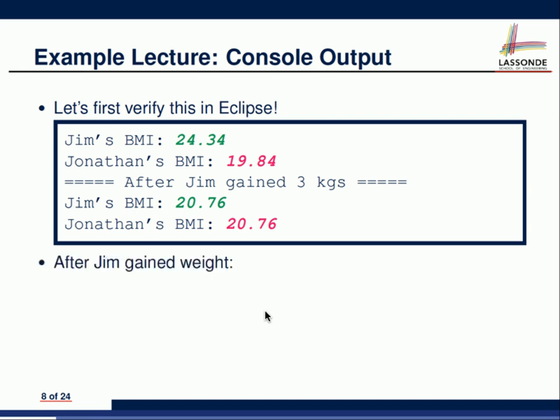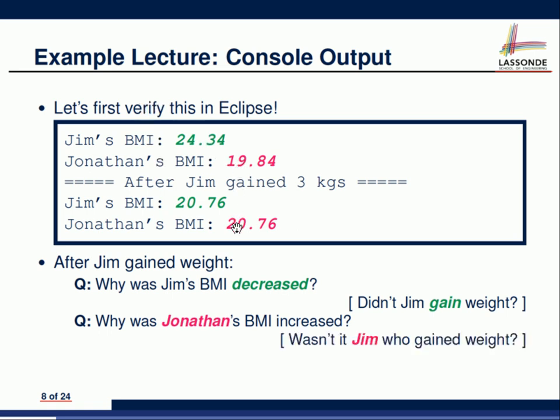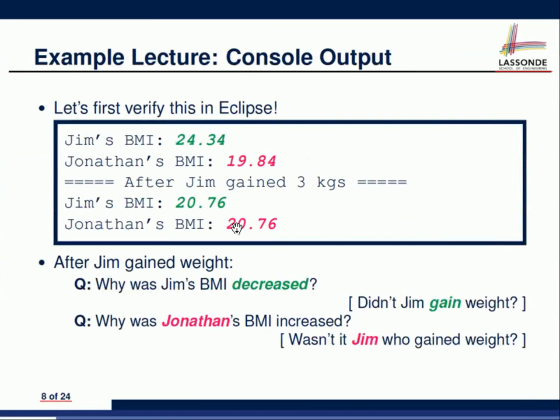Let me ask you 2 questions to help you understand why there might be a contradiction. After Jim has gained weight, question number 1: why was Jim's BMI decreased from 24 down to 20? Did he not gain weight? Number 2: why was Jonathan's BMI increased from 19 to 20? Wasn't Jim the only person who gained weight? So maybe something is wrong with Eclipse, or something wrong with our program, or maybe something wrong with our conceptual model about intuition. I guess the latter would be the case. So now let's illustrate how this happened.